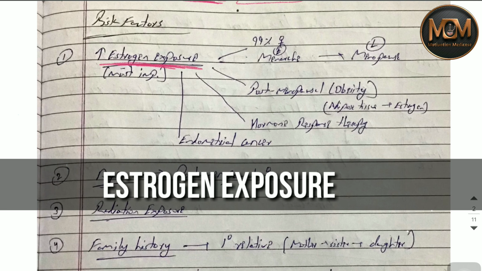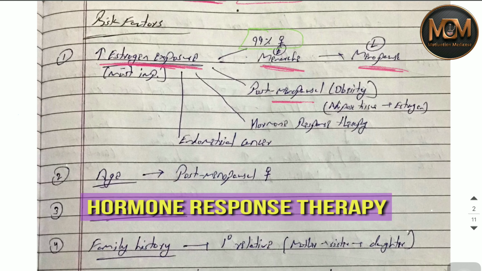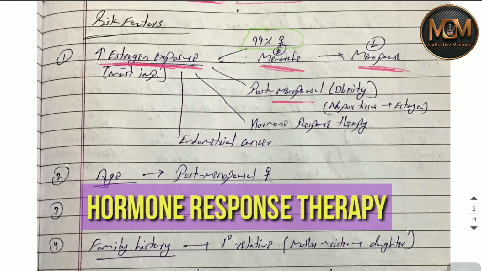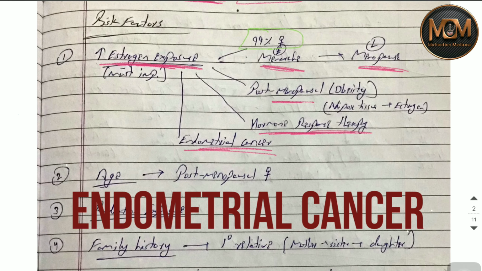The second is post-menopausal obesity. Basically, with obesity, as you know, there's adipose tissue deposition, which converts into estrogen, and that's why it causes breast cancer in postmenopausal females. Also, sometimes in the case of hormone replacement therapy, there's a chance of increased estrogen level that causes breast cancer, and also endometrial cancer.